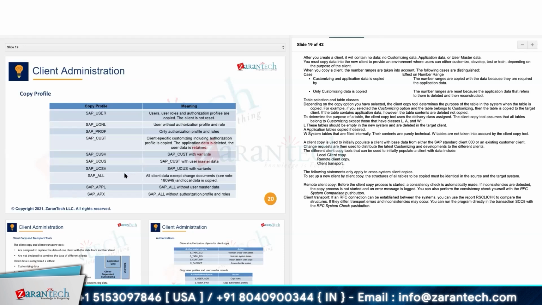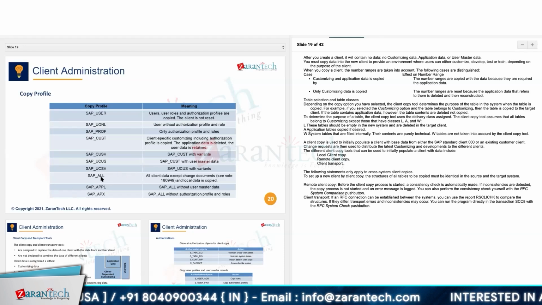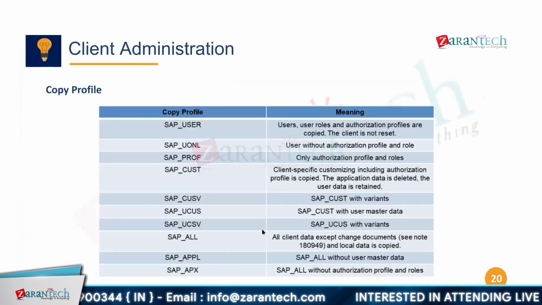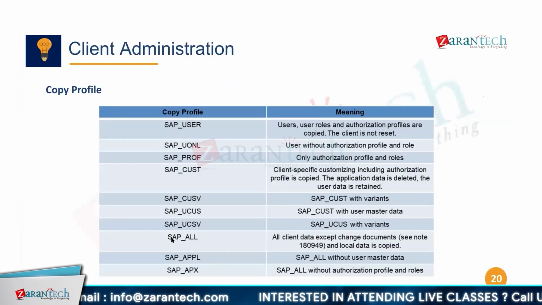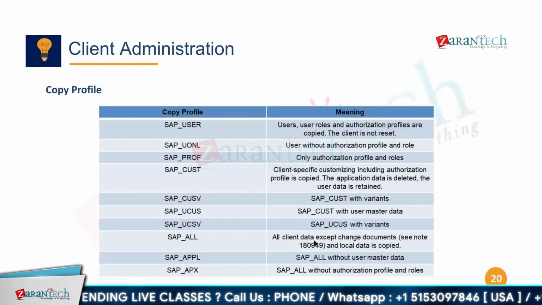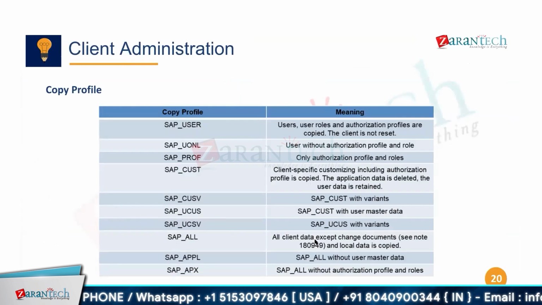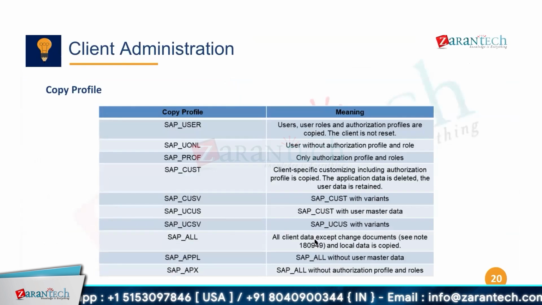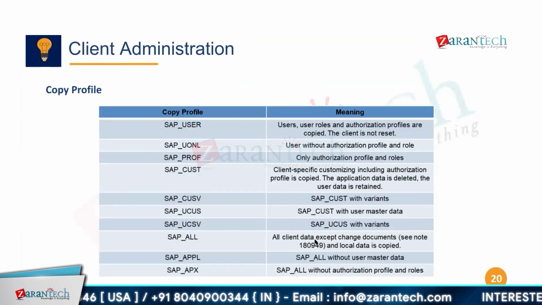Let's talk about SAP_ALL first, the bottom one. You see this one, SAP_ALL? All client data except change documents and local data is copied. So if you copy from 800 to the 900 client, which we just defined, everything will be copied, including user master data.